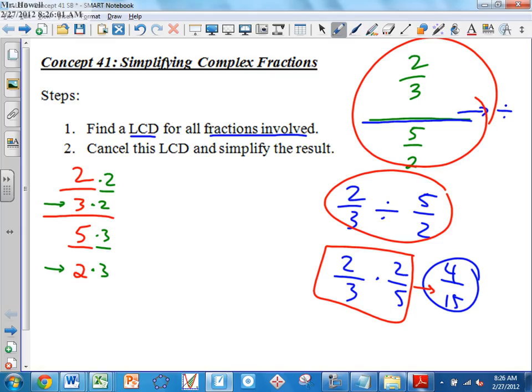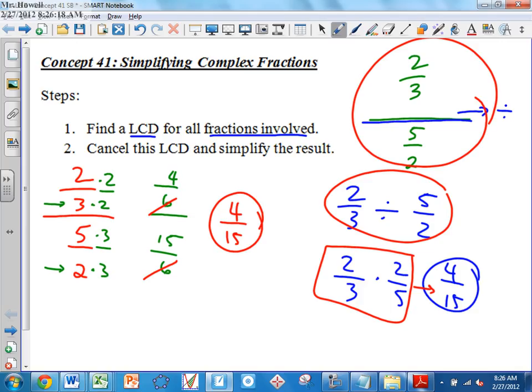Now, what do I end up with? Here I get a 6. This becomes 4 over 6 over 15 over 6. Well, what happens to the 6's now, guys? They cancel. What are you left with? 4 over 3. Same exact answer you got there.